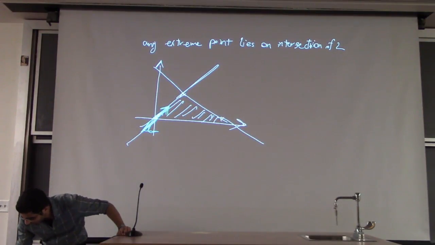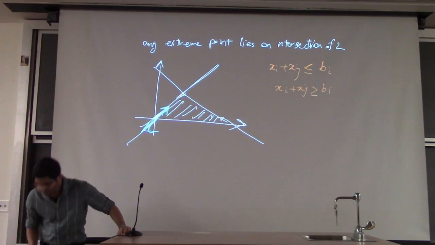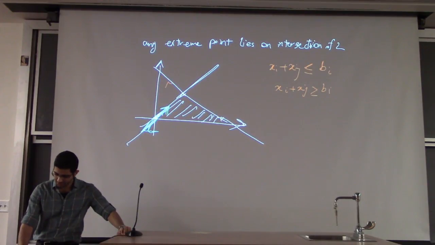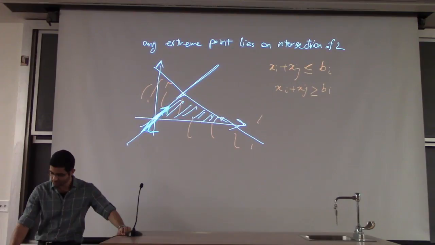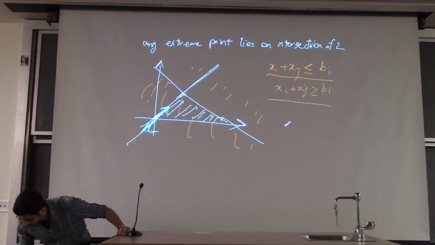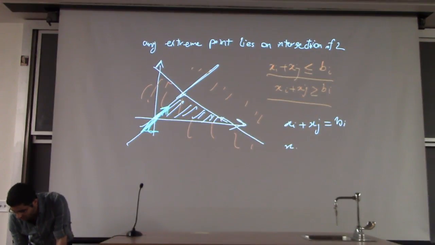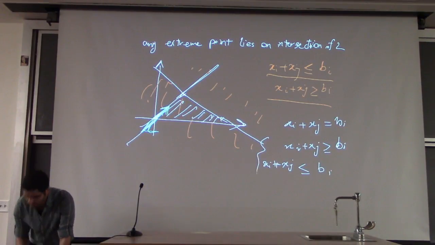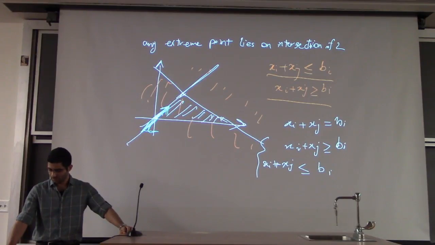And why? Less than inequalities are the same as greater than inequalities. For less than inequalities, the feasible region would be one side of the line, and for greater than inequalities it would be the other side of the line. That's why we don't care about this constraint. And if we had the constraint xi plus xj equal to bi, we can write it as xi plus xj greater than or equal to bi, and xi plus xj less than or equal to bi. We agree that these two together are the same as this.